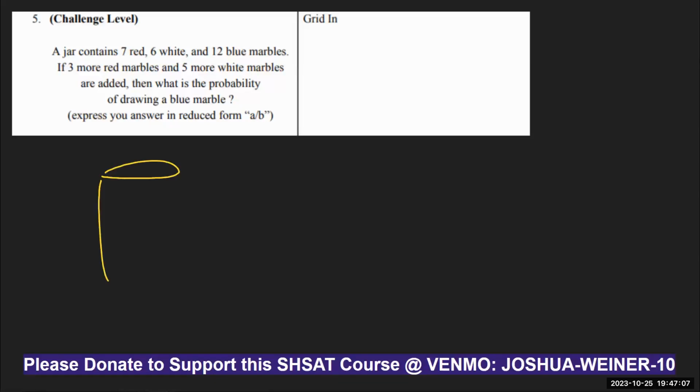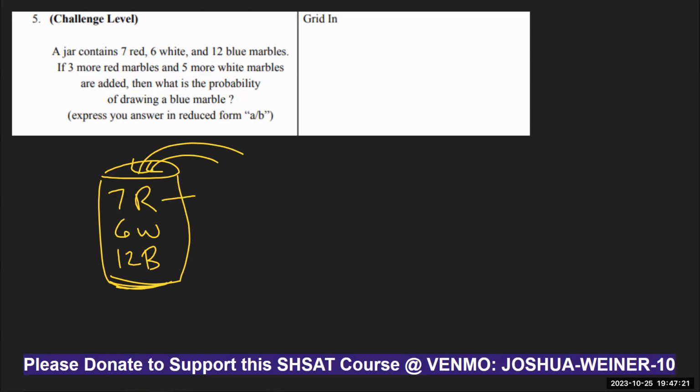So here's our jar. And inside the jar are 7 red, 6 white, and 12 blue marbles. But we're going to add more marbles into the jar. So to the 7 red, we're going to add 3, so we'll have 10 red in the new jar. Same jar, but as we add the marbles, 5 more white, so we'll have 11 white marbles after we add the marbles. And then there'll be 12 blue, the new composition of marbles.